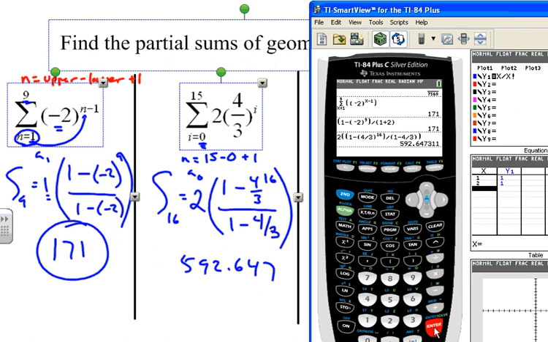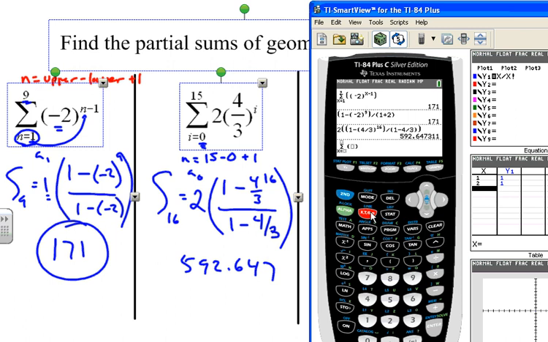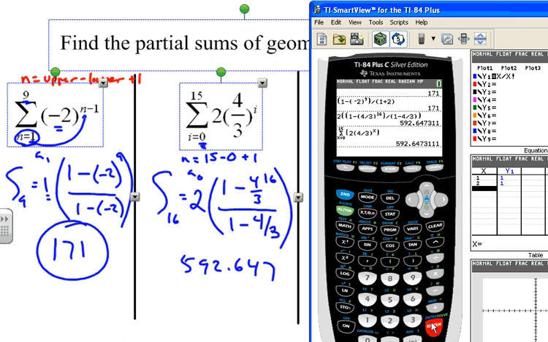To verify that it works out, we can go to second, summation notation, and determine if this is the same thing. From x goes from 0 to 15, we plug in 2 times 4/3, close that, raise that to the x power, and do that. And we get the same thing.